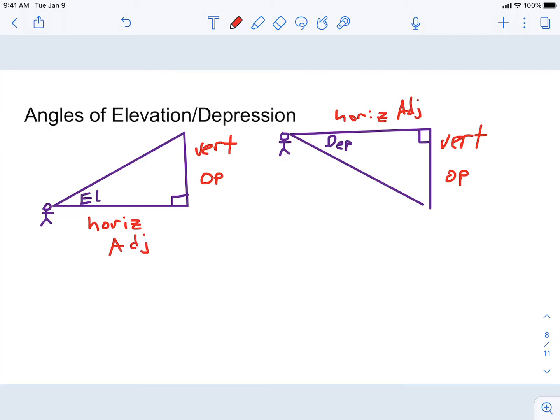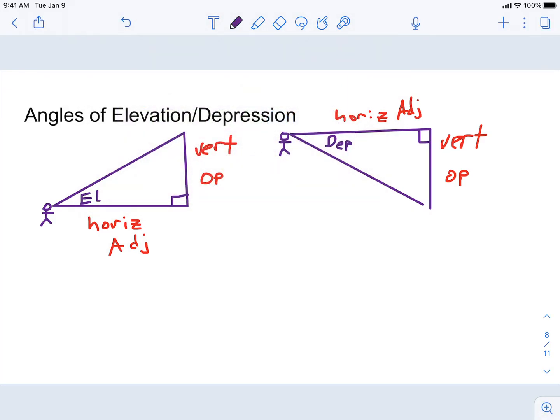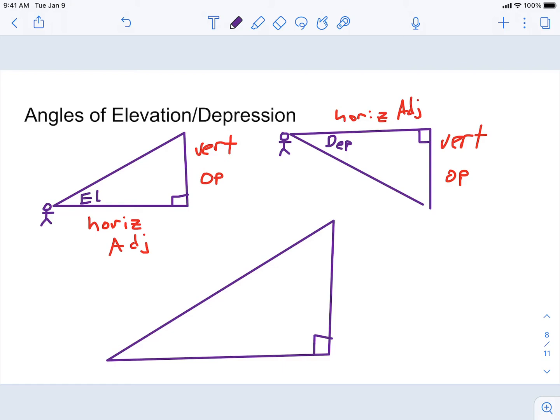So no matter how you set your triangle up, it doesn't matter if you use this diagram or this diagram, just put whichever you have, elevation or depression, in the corner that makes it so that the opposite side is vertical and the adjacent side is horizontal. So a lot of times what teachers will teach with this is that whether you get elevation or depression, you just use one triangle and you always put the angle in this corner.